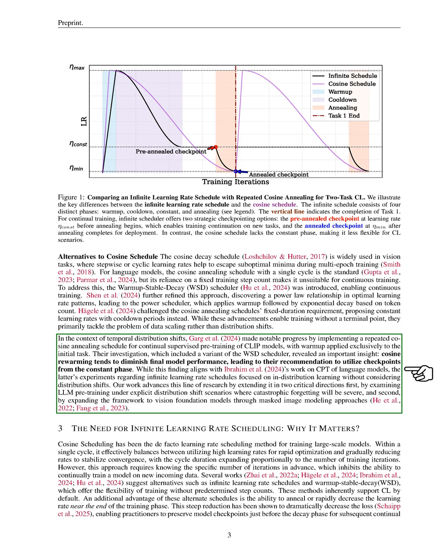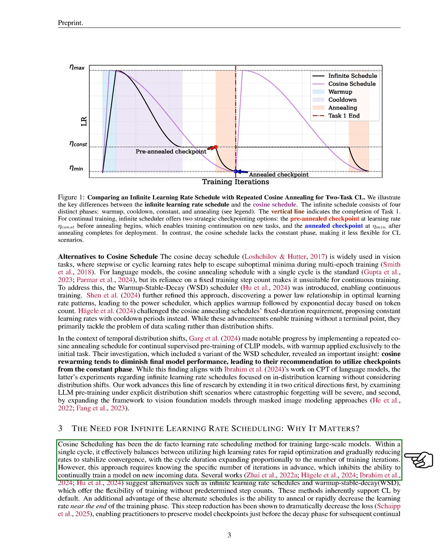Section: The need for infinite learning rate scheduling, why it matters. In this section, we discuss the importance of infinite learning rate scheduling, particularly in the context of training large-scale models. We note that cosine scheduling has been the standard method, effectively balancing high learning rates for quick optimization with gradual reductions for stable convergence. However, this method requires prior knowledge of the total number of training iterations, which limits our ability to continuously train models on new data.